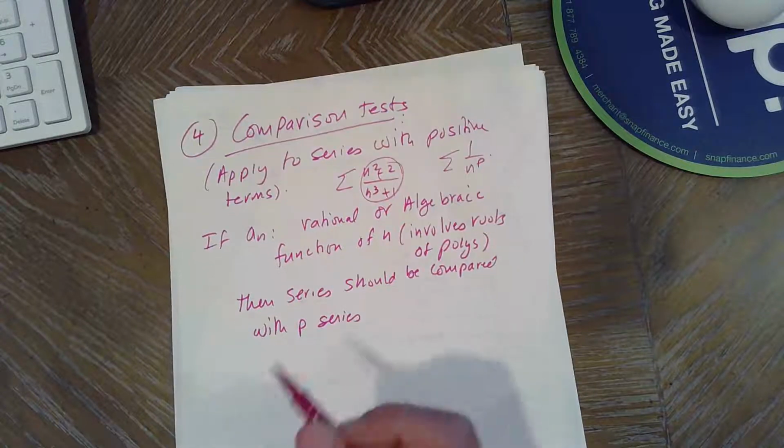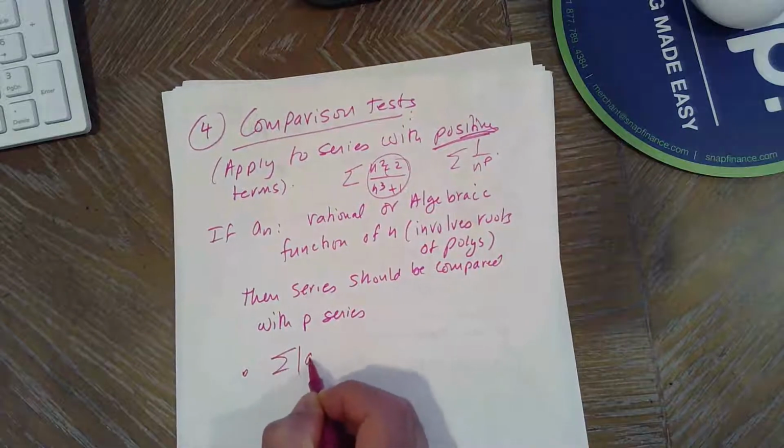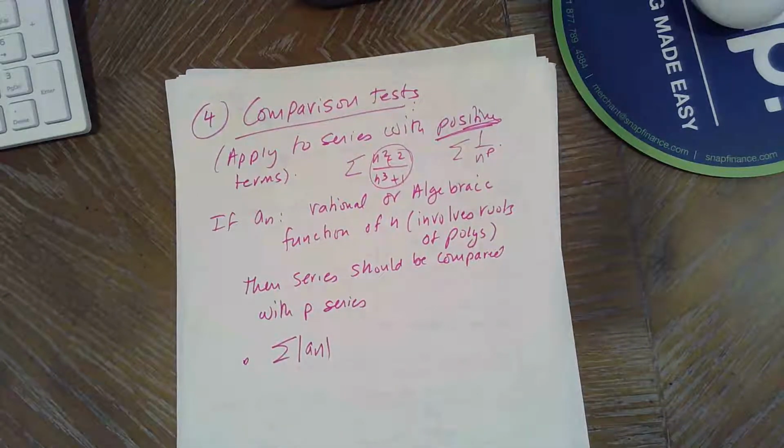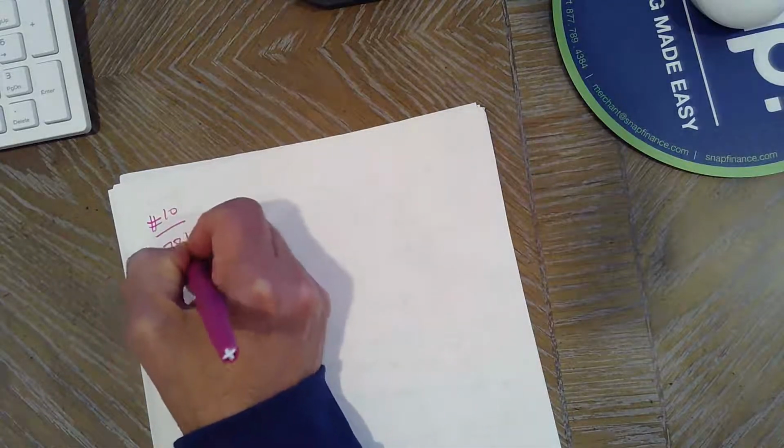If the terms are negative, because remember this has positive terms, then use absolute convergence, which implies convergence. So don't worry, you can still use the comparison tests even though the terms are not always positive, because you can take the absolute value, and absolute convergence implies convergence. So number 10, page 781. And just to review these tests with you in case you forgot.